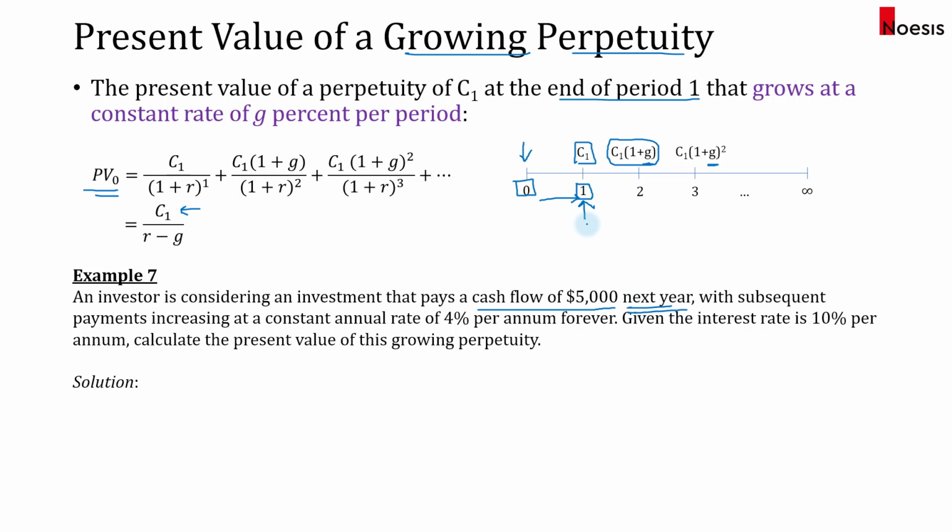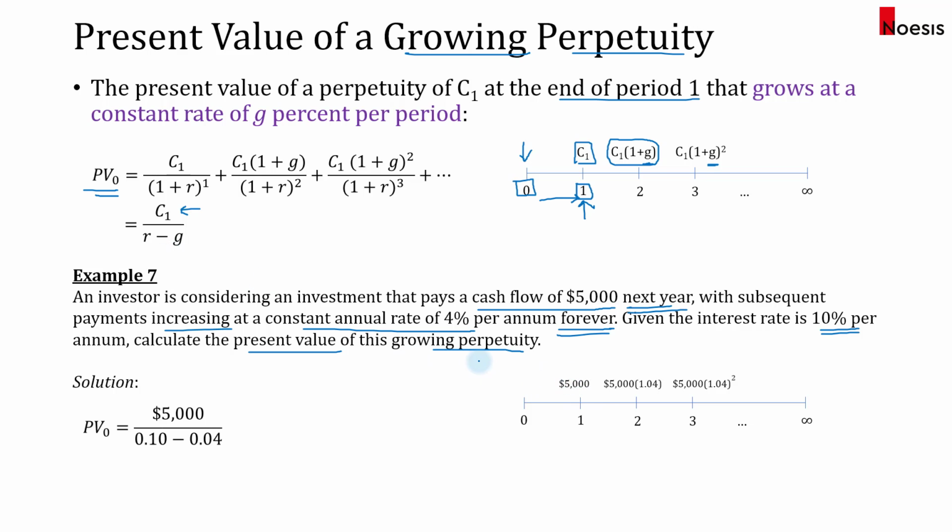Now, example 7. An investor is considering an investment that pays a cash flow of $5,000 next year, which is in period 1, with subsequent payments increasing at a constant annual rate of 4% per annum forever, and the interest rate is 10% per annum. Calculate the present value of this growing perpetuity. We take $5,000 in the first year, and then it will grow at a rate of 4% every year up to perpetuity. When calculating the present value, we take $5,000 and divide by 10% minus the growth rate. That equals $83,333.